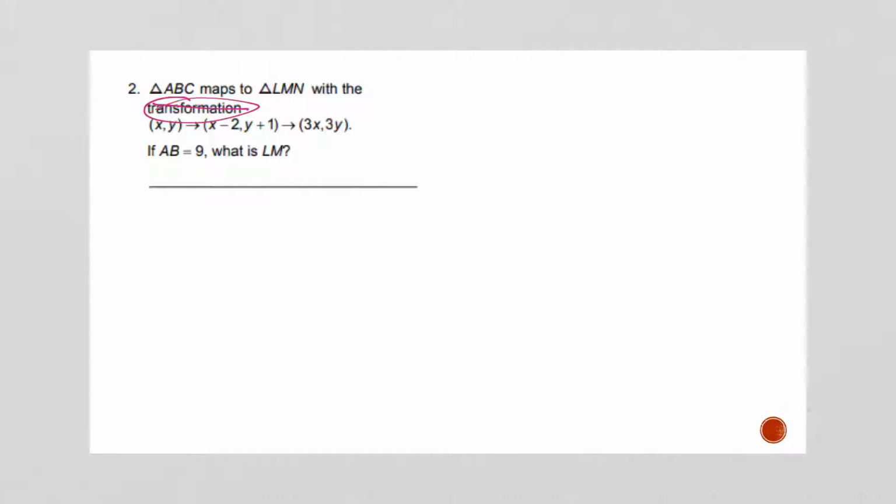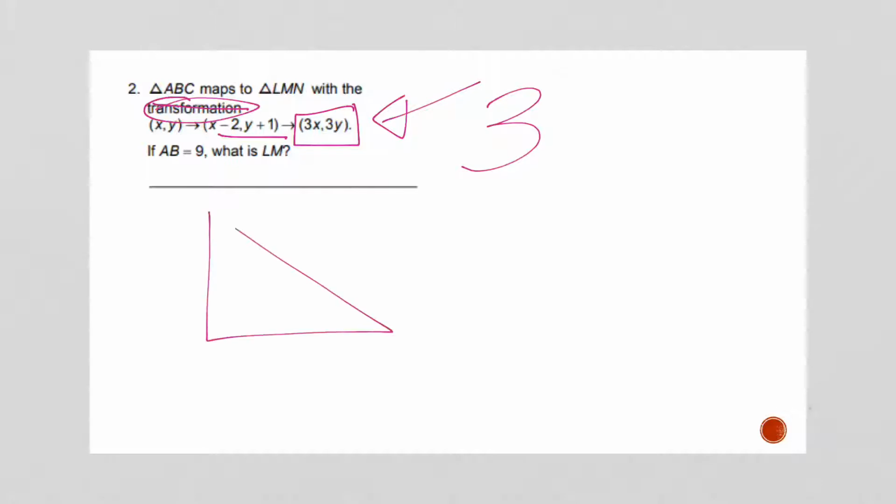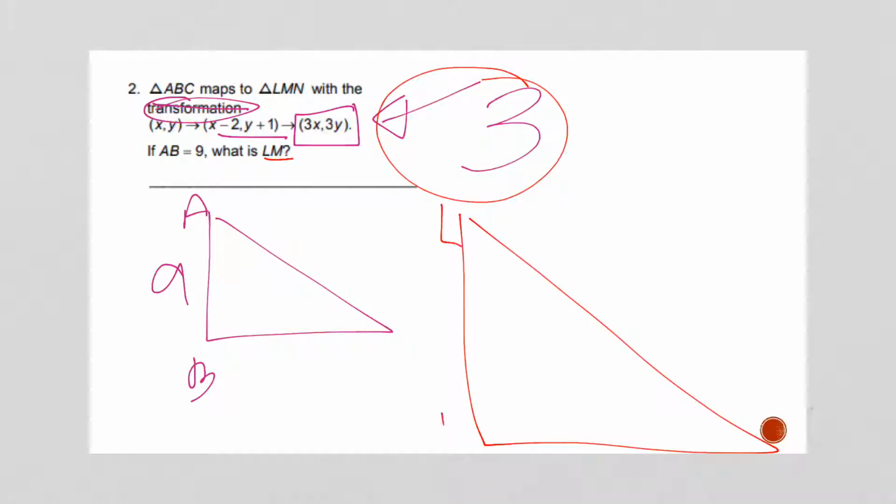Well, it doesn't matter about the translation. What matters is the dilation. Since the x and y values are being multiplied by 3, that just means that I'm going to take the length from AB, which measures 9, and I'm going to multiply it by the dilation factor of 3 to find the length of the corresponding side, LM.